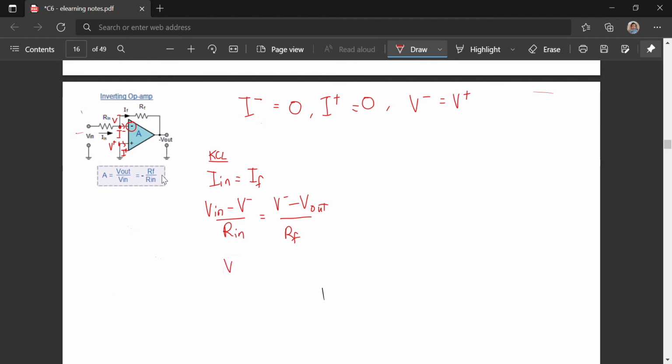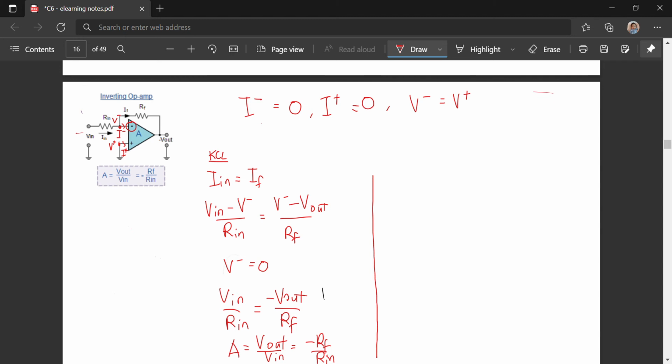Since V minus is equal to 0, our equation will be V in over R in equals minus V out over R F. So our gain, V out divided by V in, equals minus R F divided by R in.